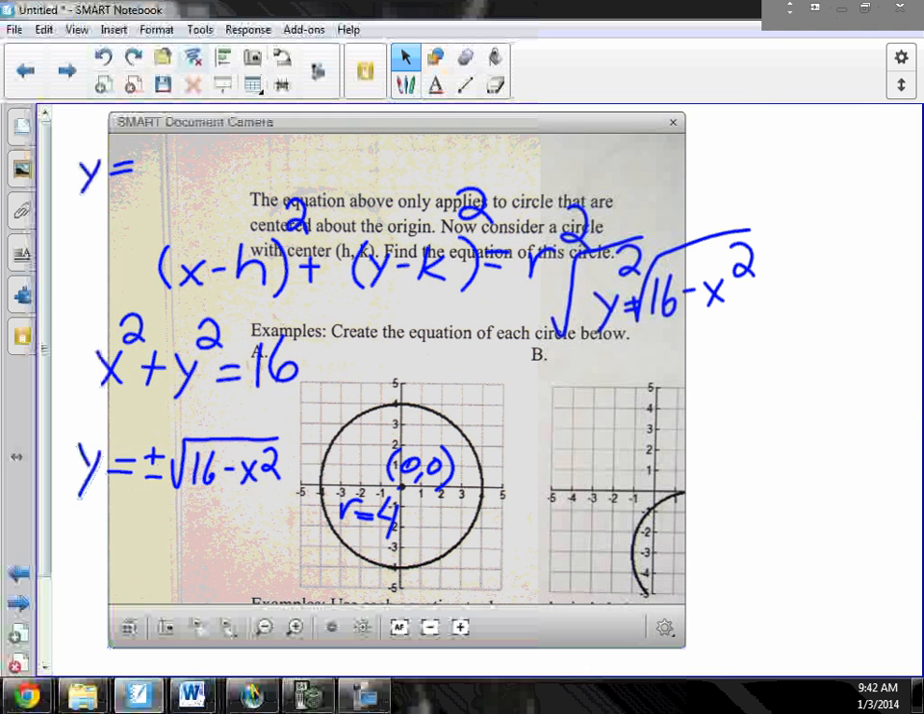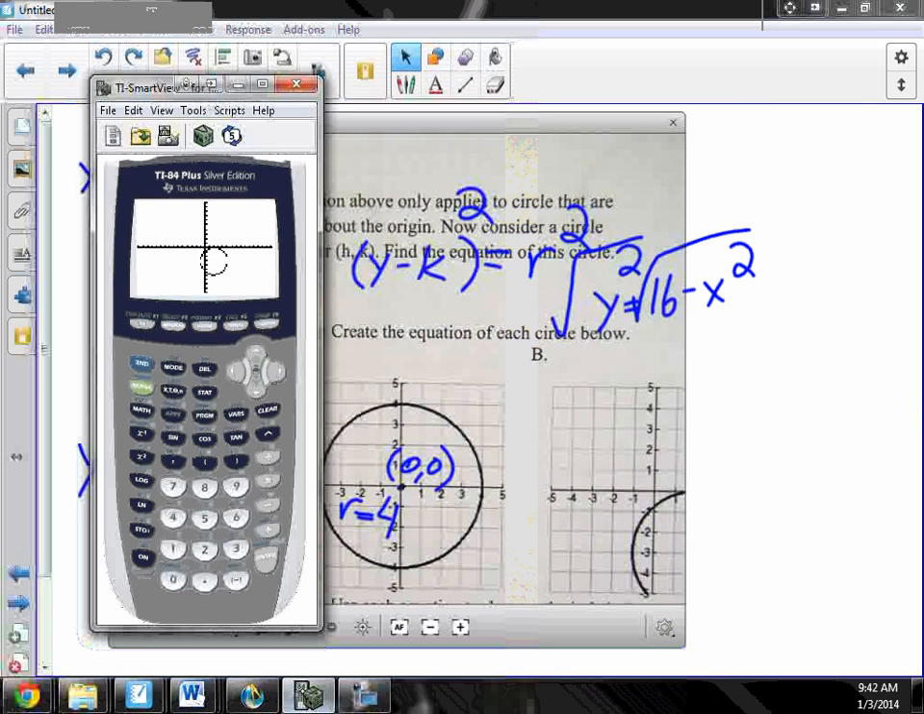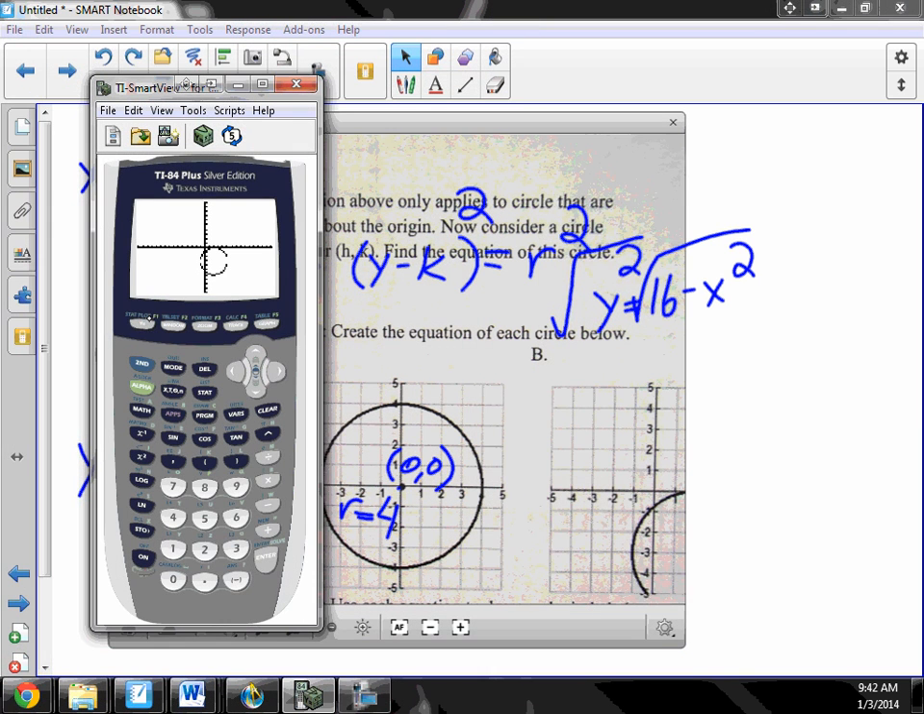All right? So we're going to have to graph two different equations. So the first equation is just the square root of 16 minus x squared. And the second one is negative square root of 16 minus x squared. Okay? So we graph that.